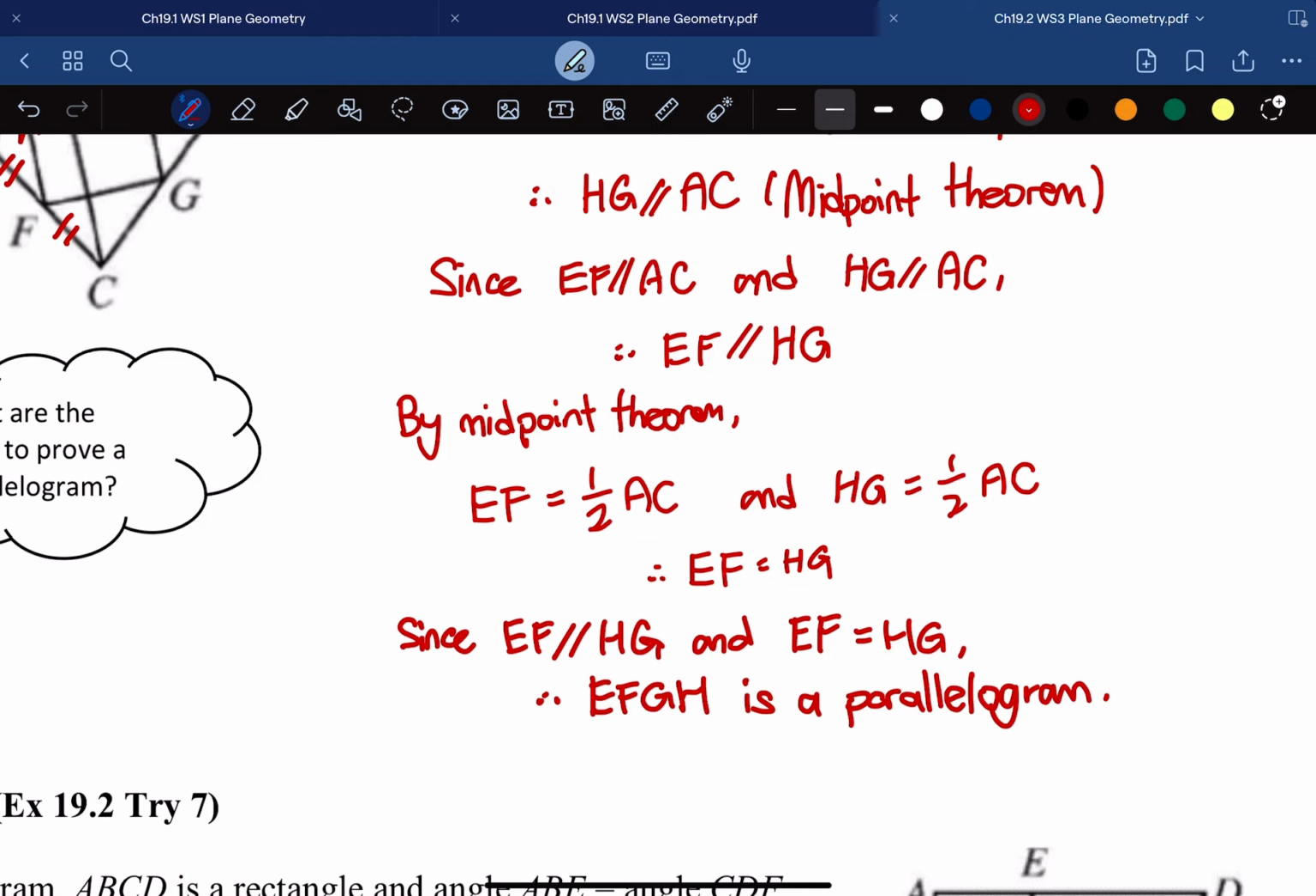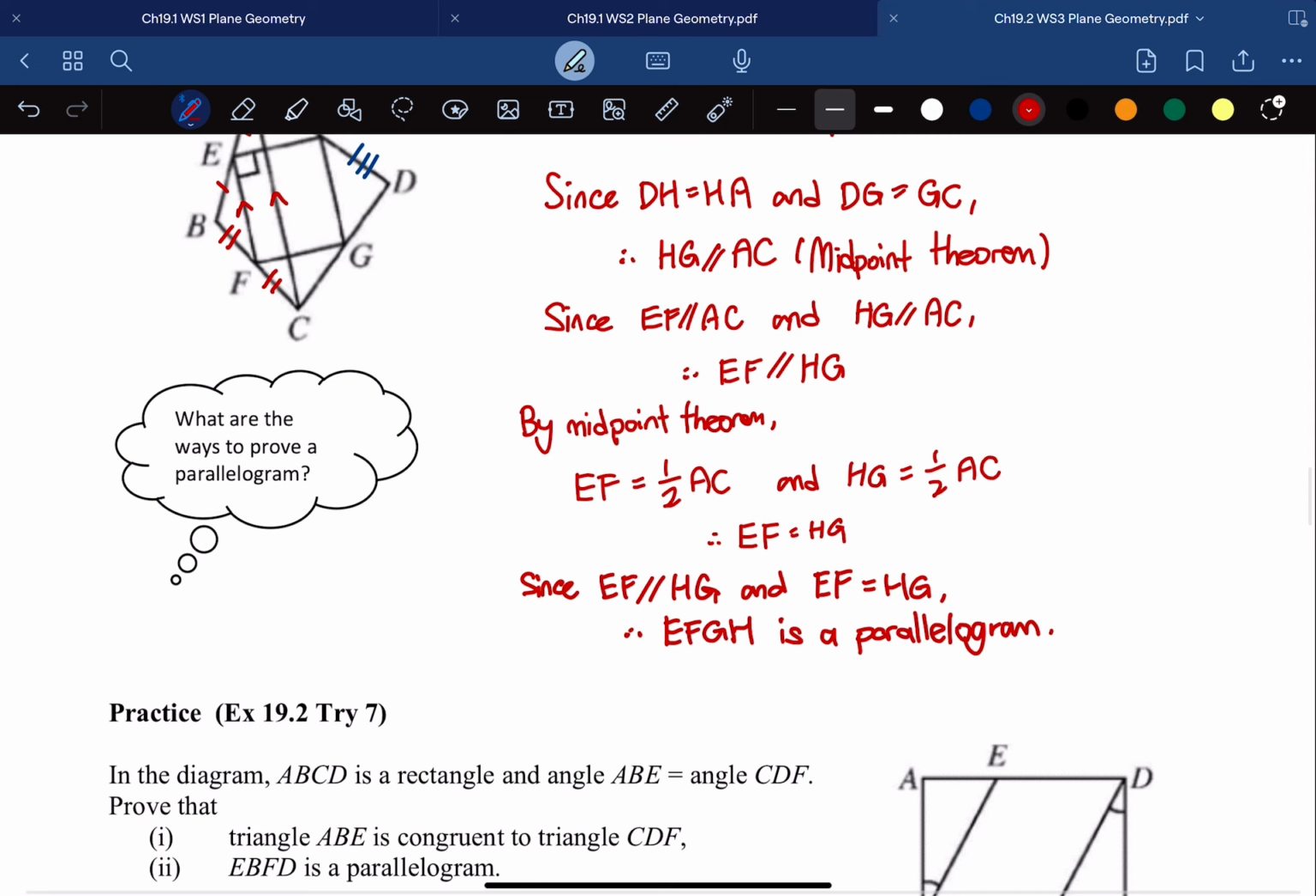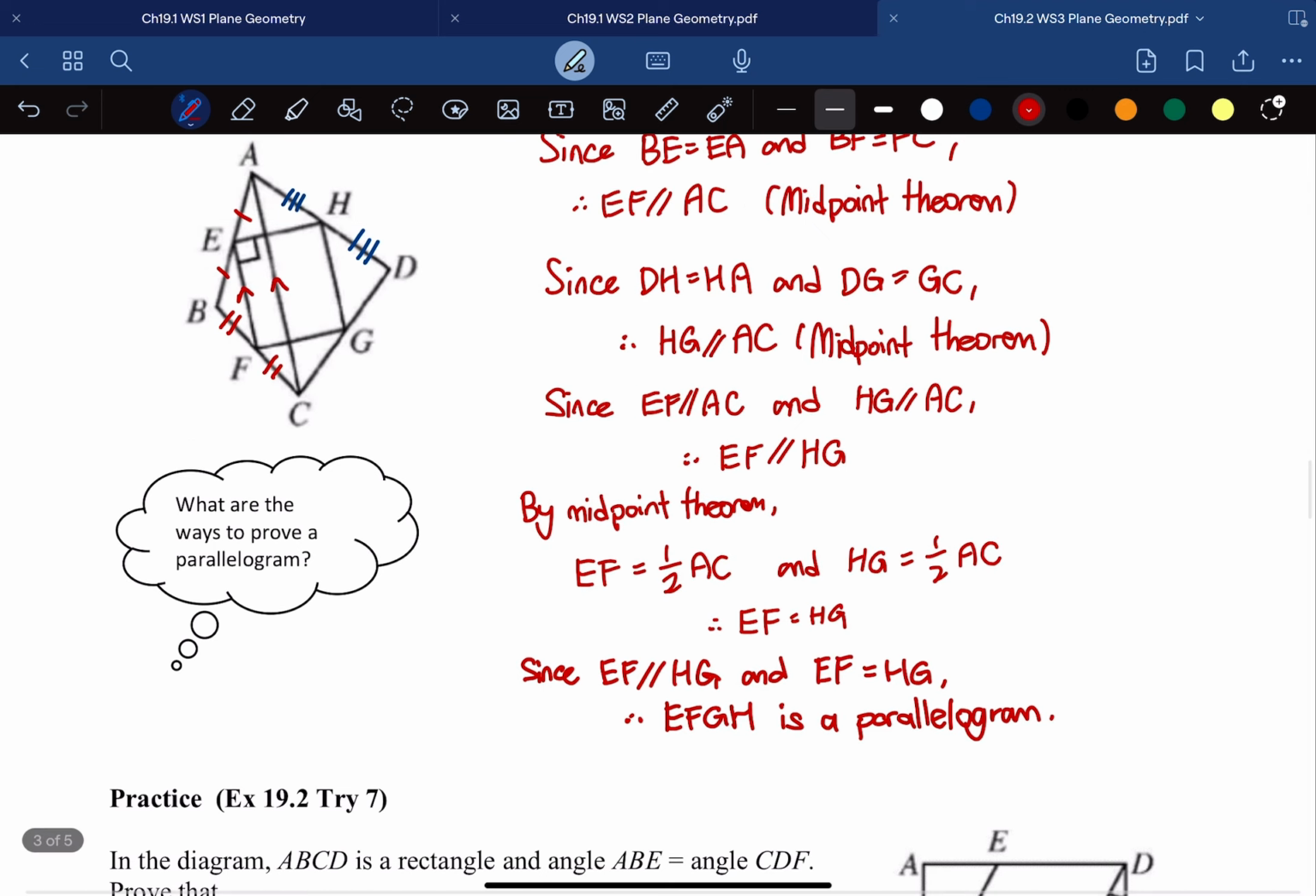Okay, then now my next step. Once I have shown that this is a parallelogram, now I want to show this is a rectangle. Given by the question here, I know that this angle here is 90 degrees, and in a parallelogram, I can find these angles by corresponding angles. Sorry, not by corresponding angles, by interior angles, because I know that these two lines are parallel. So by interior angles, I know that all four angles must be 90 degrees.